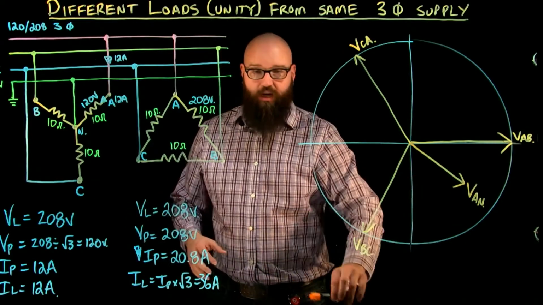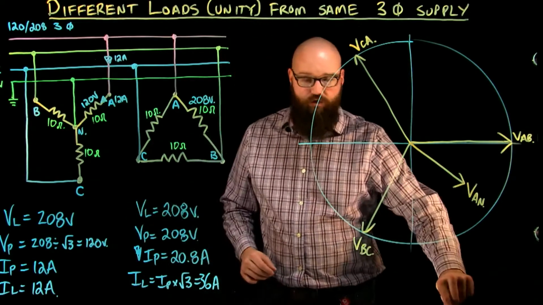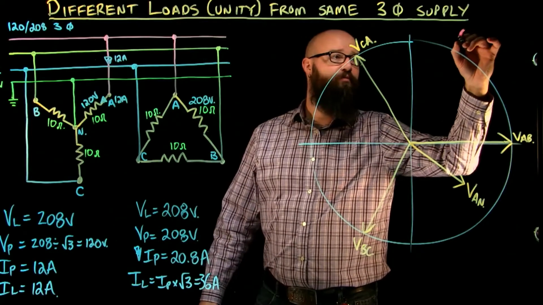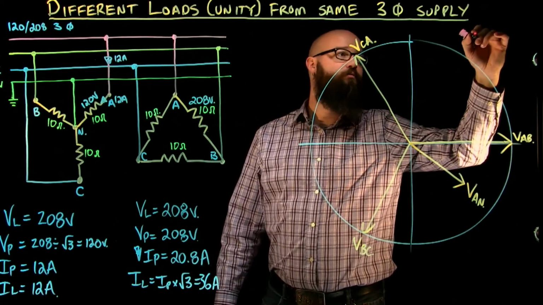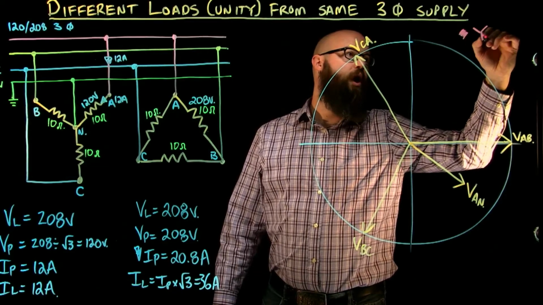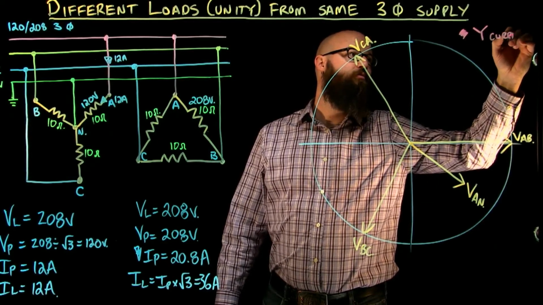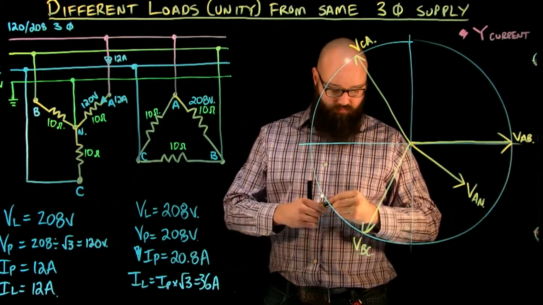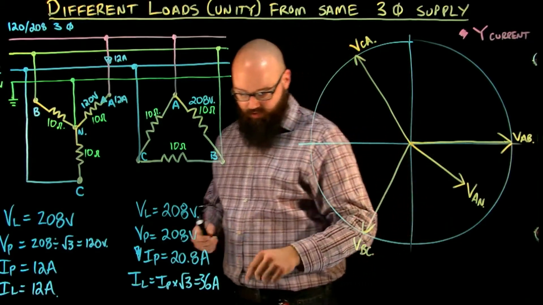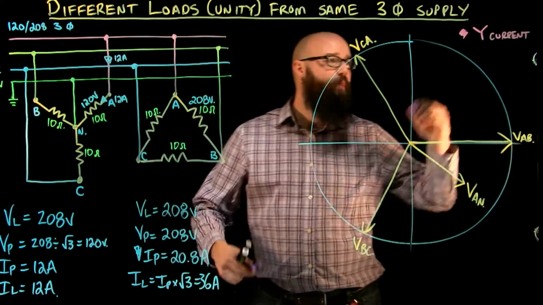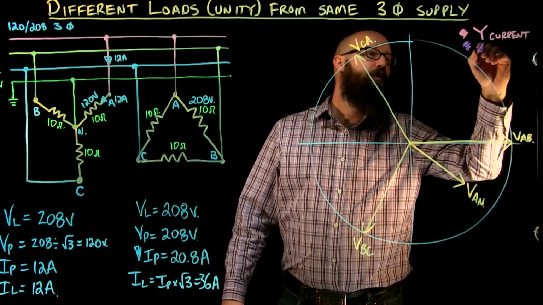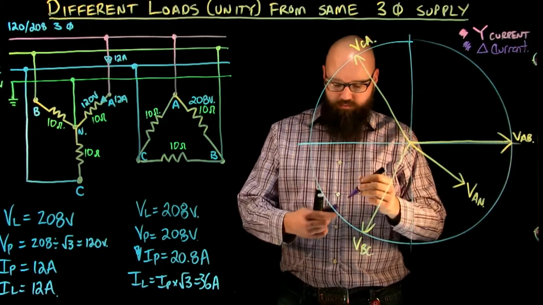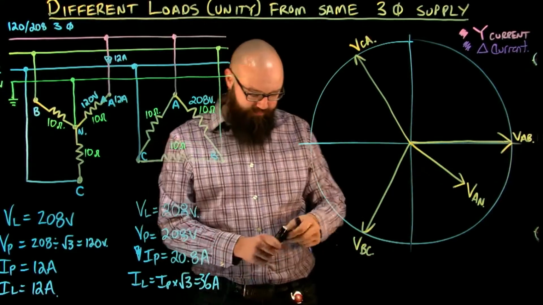Now, I'm going to plot our currents on here so that we can start to look at the angles. This is going to be our Y current, and there's our delta current, so that we can see the difference between the two.